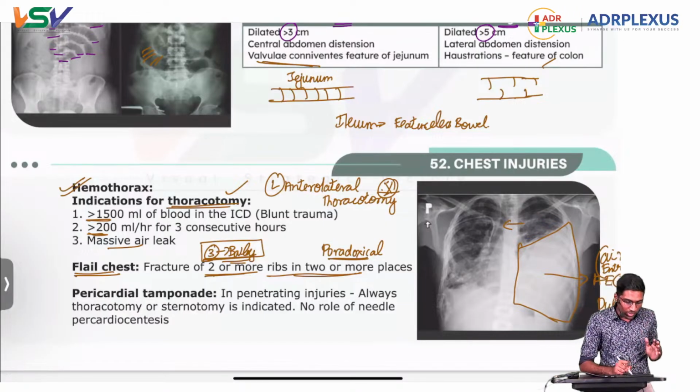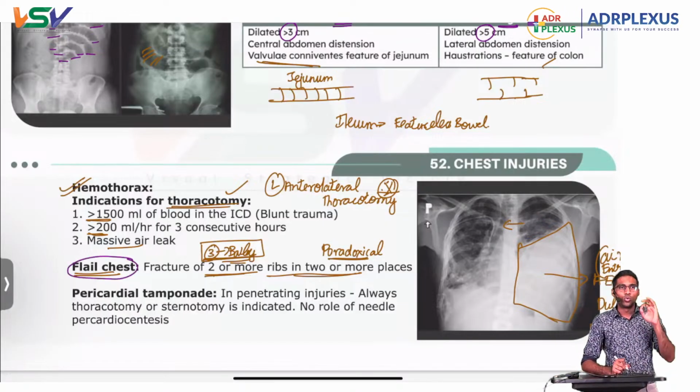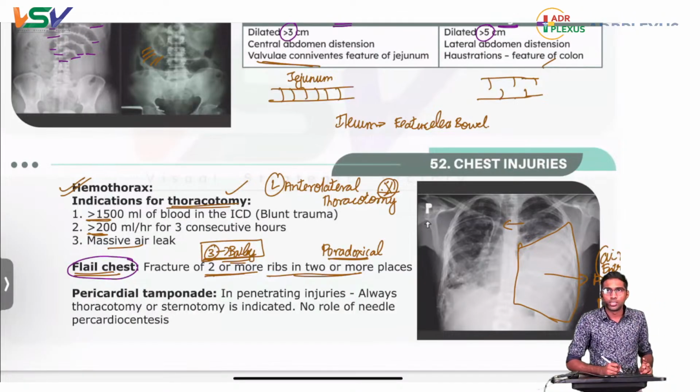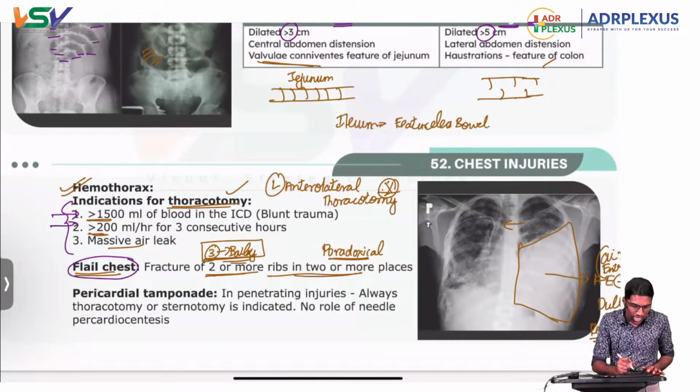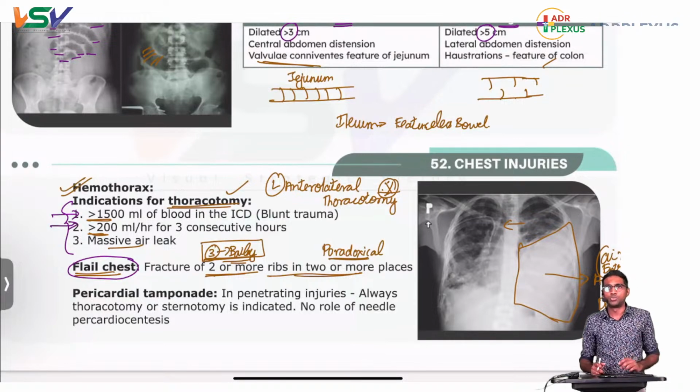So what is the treatment for this flail chest? You always give adequate respiratory support. So the indications, that is what I told you. All these three are indications. This was asked in your exams. Volumes and numbers would have been changed and there would be different options.